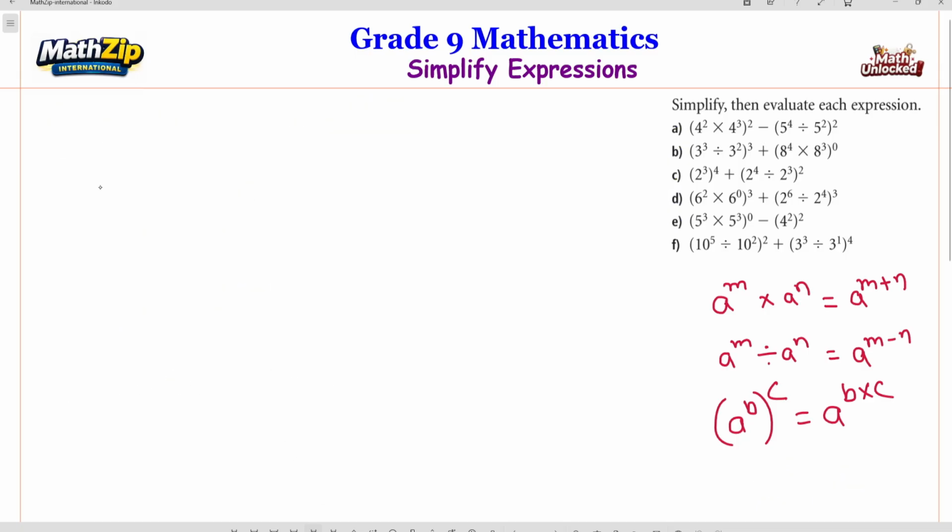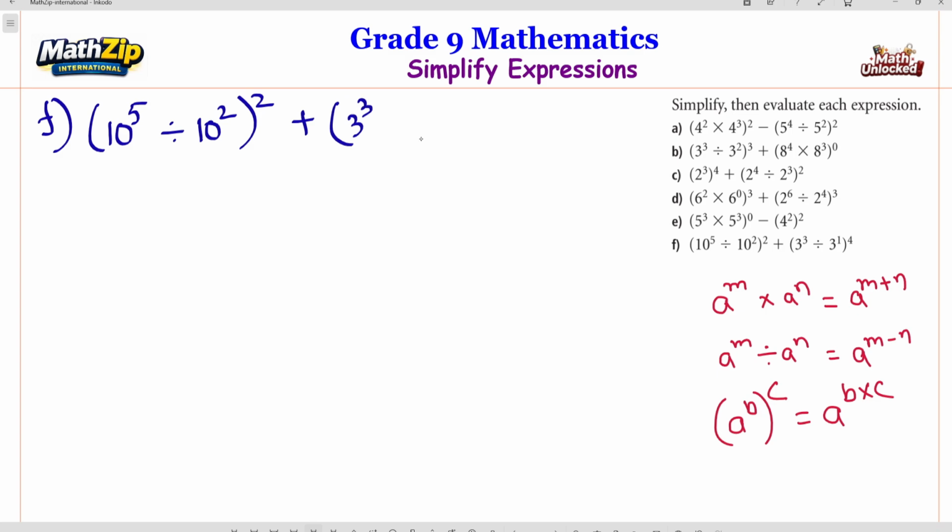Number F. Inside bracket 10 to the power 5 divided by 10 squared, all to the power 2, plus 3 to the power 3 divided by 3 to the power 1, all to the power 4.